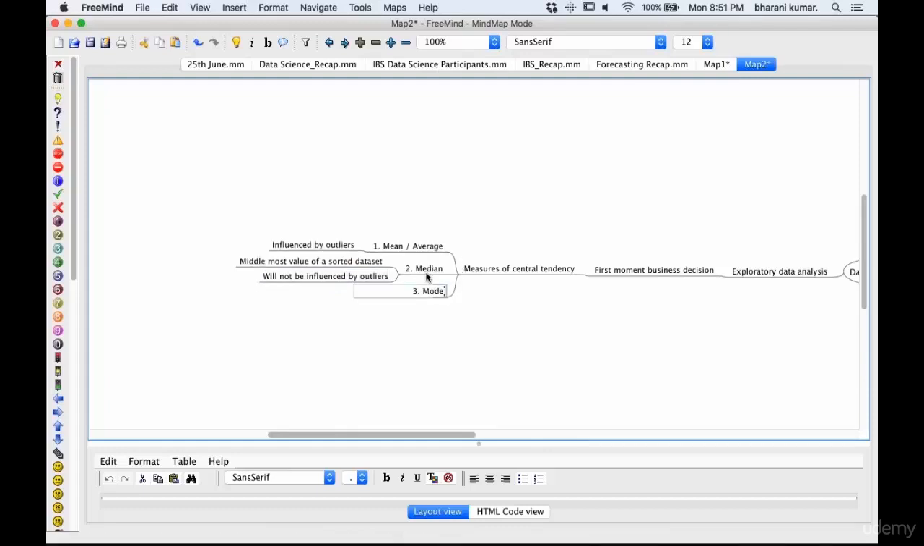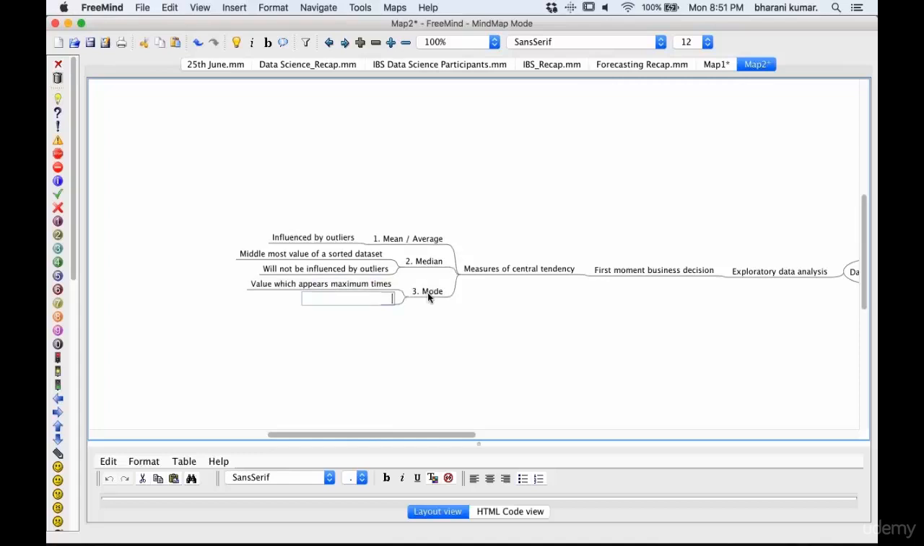If you have data which is categorical in nature, that is when we resort to mode. Mode is the value which repeats itself maximum times, which appears maximum times. By the way, mode can be applied even to numerical data. It can be applied to numerical as well as non-numerical data.